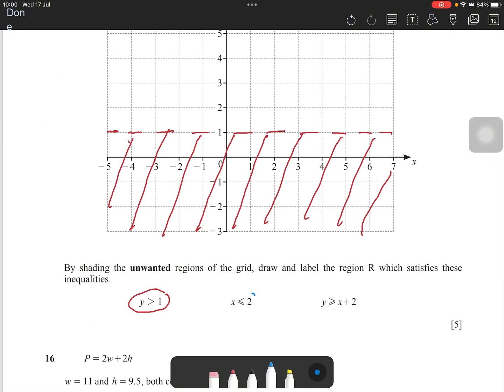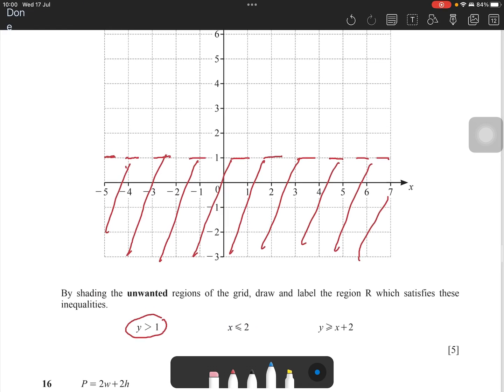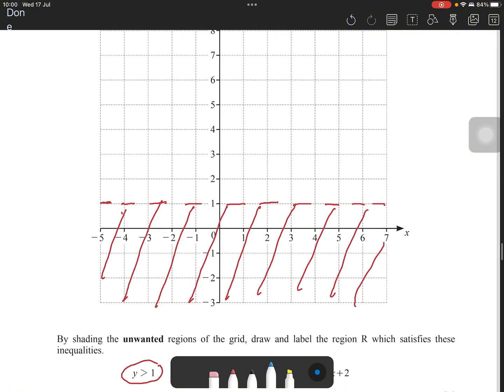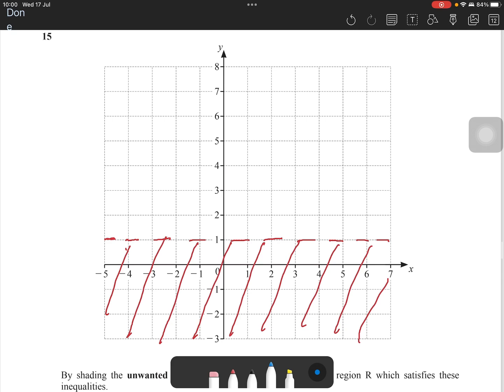Second, x is smaller than or equal to 2. First, we draw the line x equals 2. And because there is the equal sign in the inequality, we draw a solid line. This is a vertical line, a vertical solid line. We want x to be smaller than or equal to 2, which means we want the left-hand side part, so we remove the right-hand side part.